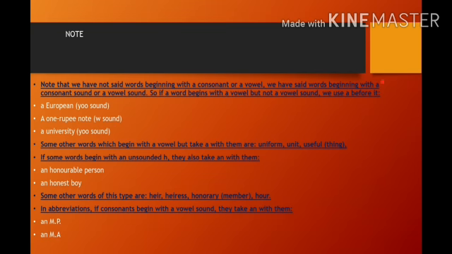Now see, this part is very important and you all have to understand it very nicely. We have not said words beginning with a consonant or vowel. I have not said कि जो word consonant से start होगा या फिर vowel से start होगा. I am telling consonant sound and vowel sound. We have said words beginning with a consonant sound or a vowel sound. So if a word begins with a vowel but not a vowel sound, we use a before it.